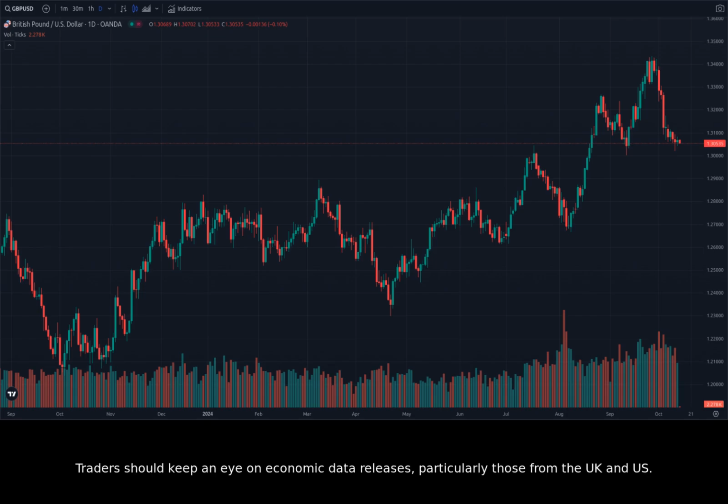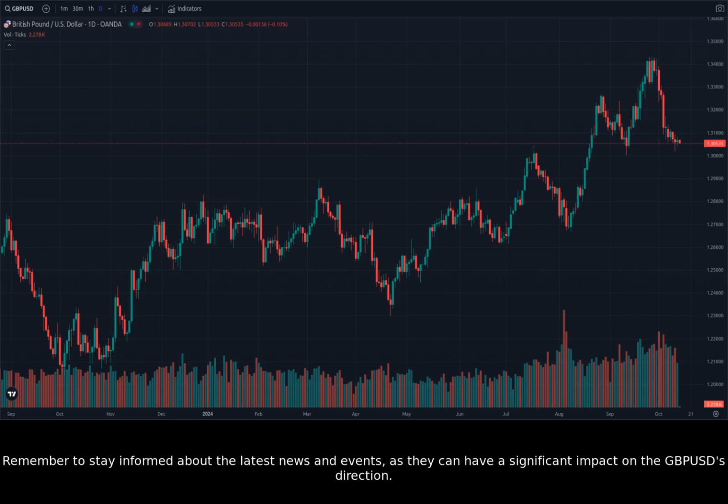Traders should keep an eye on economic data releases, particularly those from the UK and US. Strong UK data or a weakening US dollar could reinforce a bullish trend. Weak UK data or a strengthening US dollar could weaken the GBPUSD. Remember to stay informed about the latest news and events, as they can have a significant impact on the GBPUSD's direction.